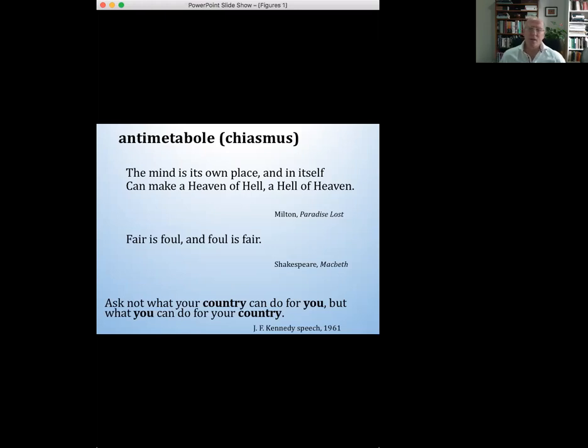Here's another one from a very different situation, the JFK speech. Ask not what your country can do for you, but what you can do for your country. You know, in this case, I would say it's something catchy. It's memorable, right? Why do people walk around with this in their head? Why do so many people recognize this? Well, there's something catchy, memorable, witty about it. And that is in part because it is an antimetabole. Sometimes the term chiasmus is used to refer to this figure as well.